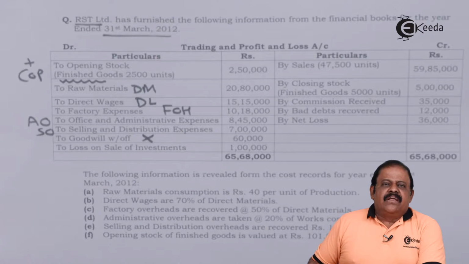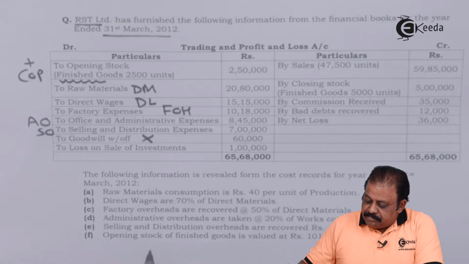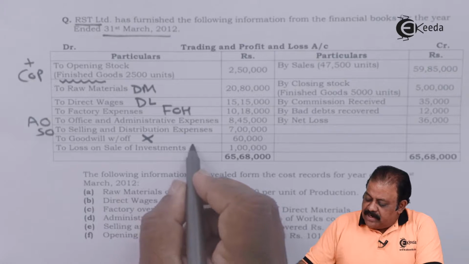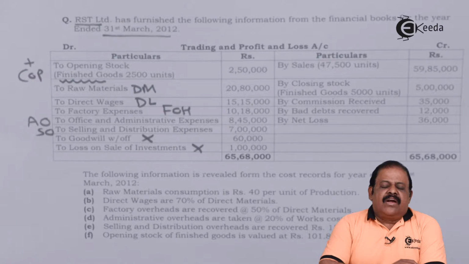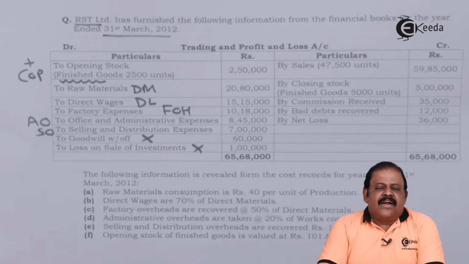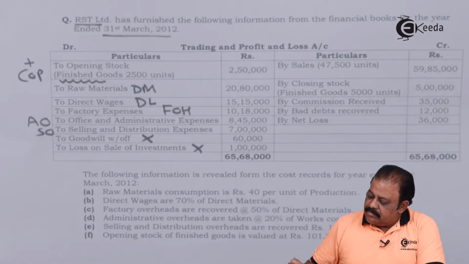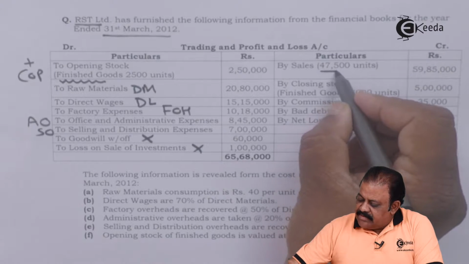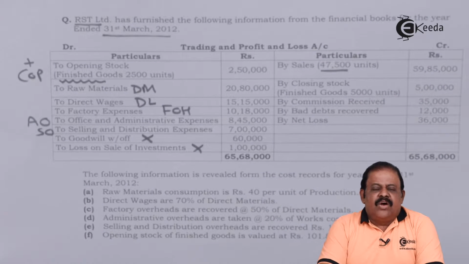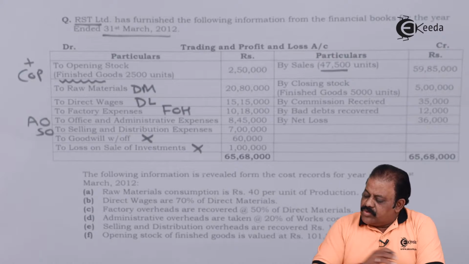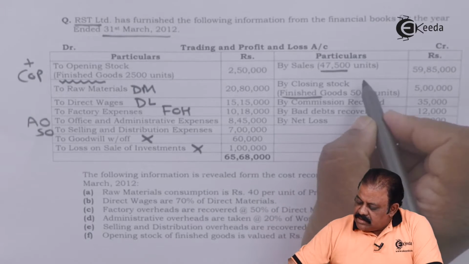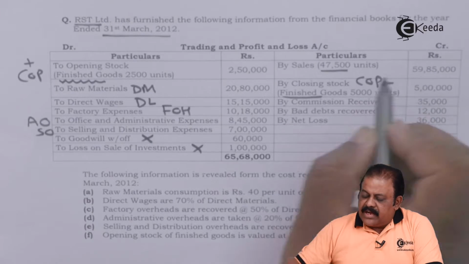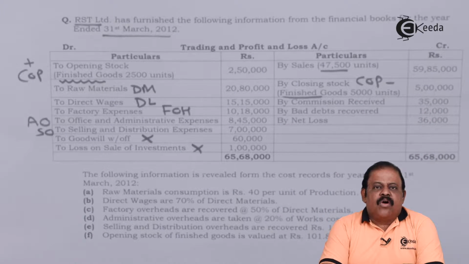This item is recorded in financial book, but it is not recorded in cost book. Loss on sale of investment. Any profit or loss on sale of asset is recorded in financial book, but it is not recorded in cost book. Sale of 47,500 units. Sale of finished goods. Closing stock of finished goods 5,000 units. As per cost book, we are required to deduct this figure from cost of production.